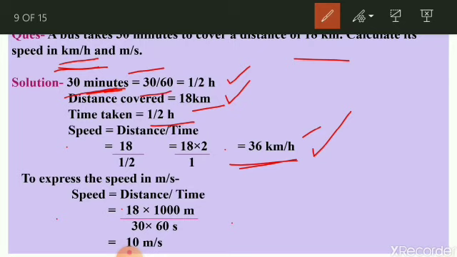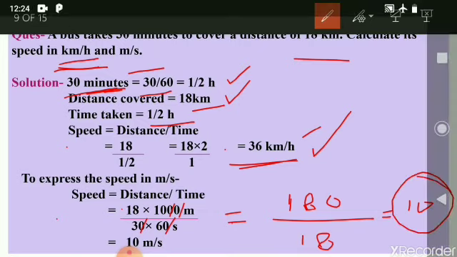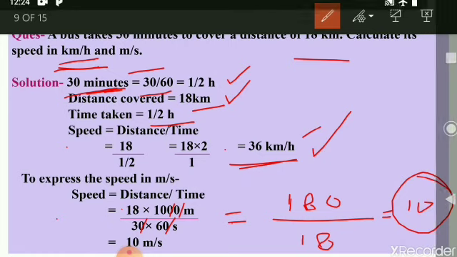So the 0 and the 0 cancel. It will be 180 upon 18, so it will be 10. It means 10 meter per second. So speed in meter per second will be 10 meter per second.